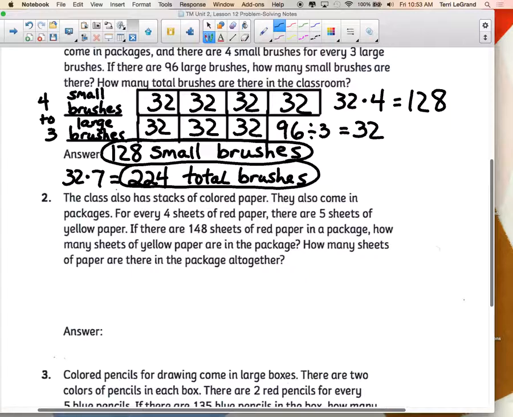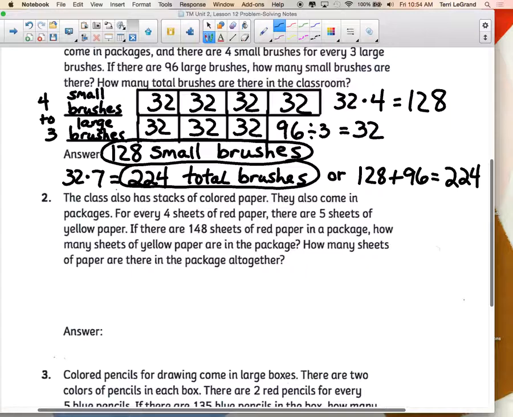Or Sylvia says, could you just take the 128 small brushes, add to that the 96 large brushes? Do we get the same answer? Check it out. Don't just say yes. Anybody check it out? Is 128 plus 96 224? Yes. Okay, then either way, we get the 224, don't we? So, today we have to talk about the whole also.